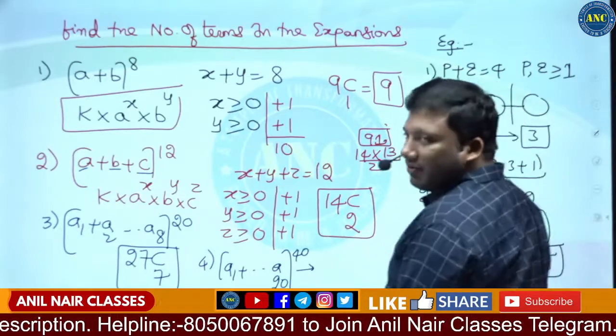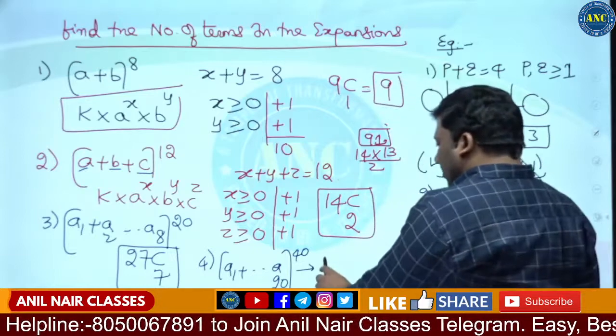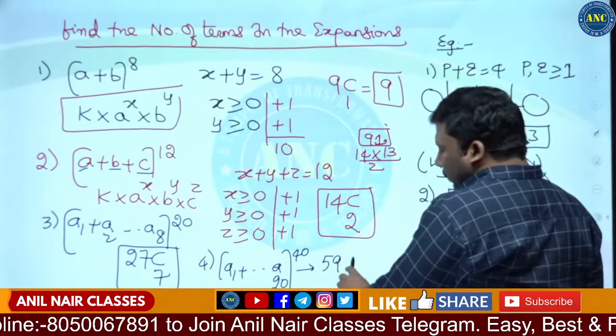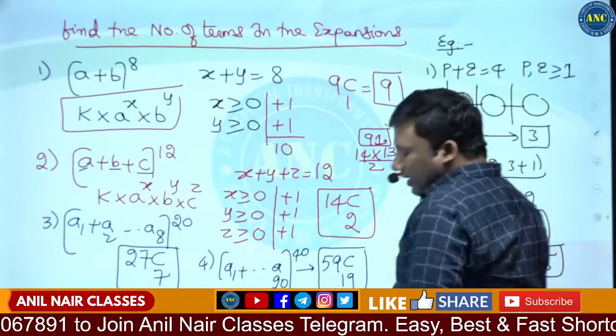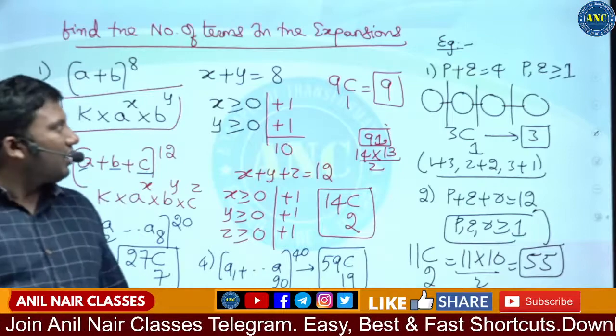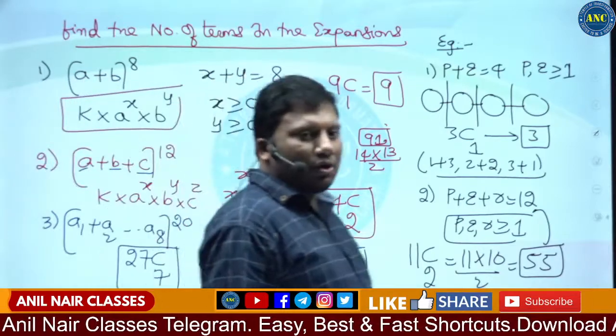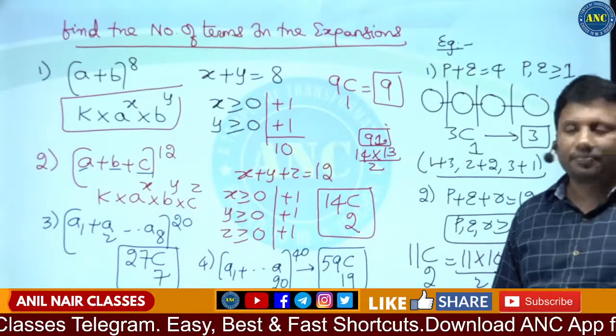If the next question is A1 plus A2 and so on up to A20, power 40, what will be the number of terms? 40 plus 20, 60. 60 means there are 59 gaps, 20 variables, 19 cuts. 59C19. Very beautifully from the fundamentals, we can solve the problems. I hope the idea is clear. Any doubts, kindly mention.